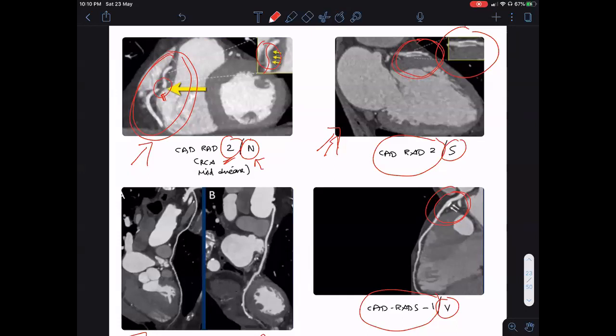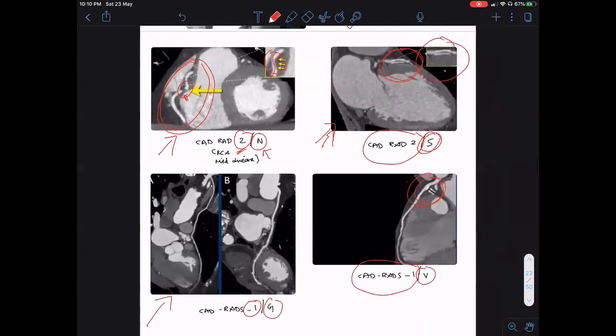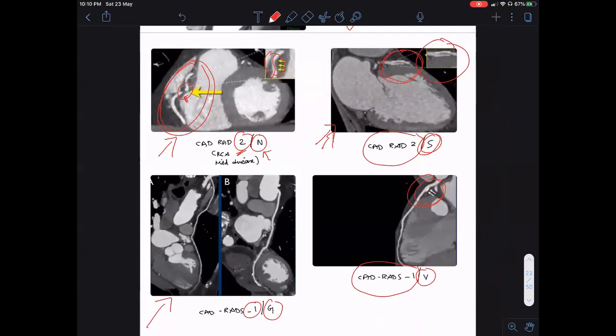Looking at this other example here, we see a CT image of the left coronary artery with a stent in situ. So we use the modifier S here. But because the lumen is fine, there's again less than 50% disease, we use CAD-RADS 2 here. In the third example, we can see this is the classic curvilinear multiplanar reformat imaging. Here the entire extent of the graft is visualized. So the graft is fine. There is hardly any disease in the graft. So it's a CAD-RADS 1 with modifier G because the graft is fine.